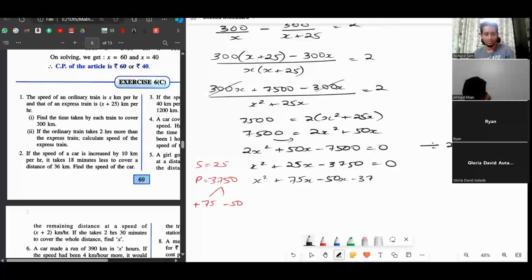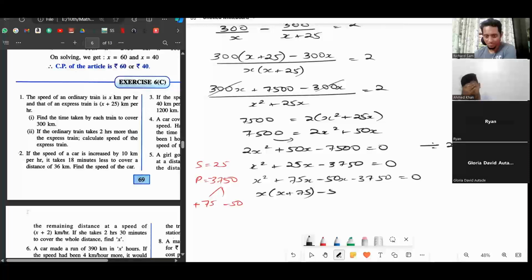So what is x? What was the speed of the... They're asking speed of the express. 50. What is 50? X or x plus 25? X is 50. So speed of the express train is 75. That's your final answer. We will get negative, minus 75, no? Yeah, so we're not taking that negative 75. We're taking 50.